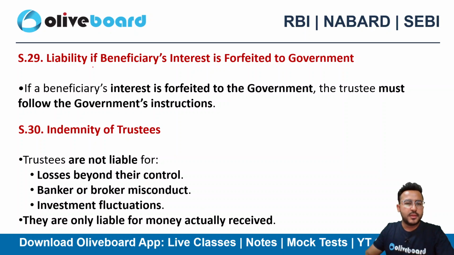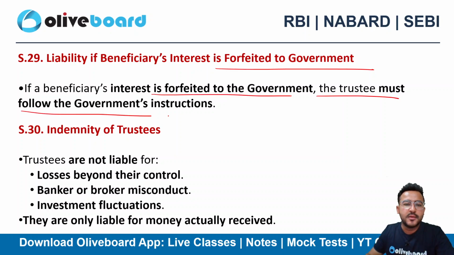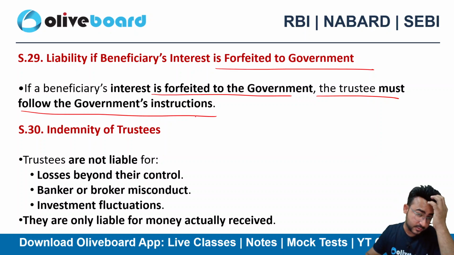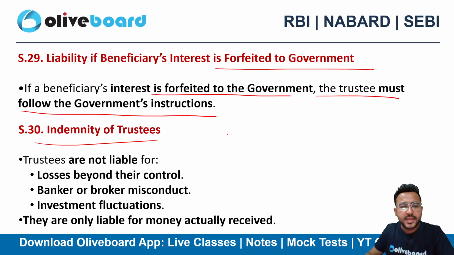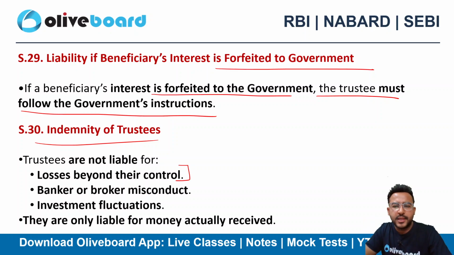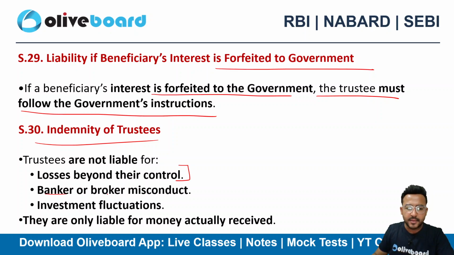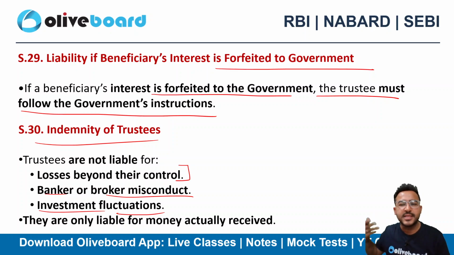Okay guys, liability of beneficiary's interest forfeited to the government. So the beneficiary's interest is forfeited to the government if the trustee must follow the government direction here, right? Indemnity of the trustee: not liable for losses beyond their control. I have done the maximum possible things for the benefit of that particular property. Still there are losses, then not to worry, you are not liable in that case, right? As a trustee you are not liable for that. बैंकर का या ब्रोकर का मिसकंडक्ट हो गया, इन्वेस्टमेंट का फ्लक्चुएशन हो गया, तो इसमें ट्रस्टी क्या करेगा, राइट?